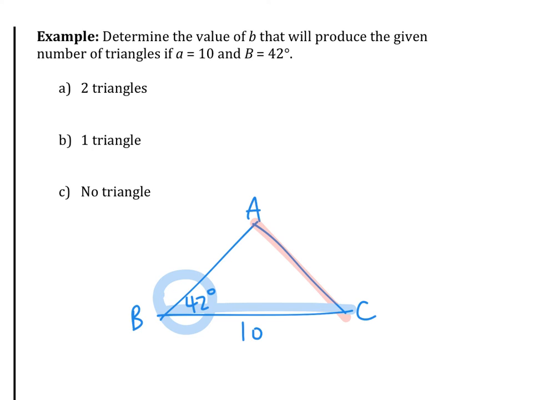Okay, you're going to do it with your partner, but I'm going to give you a hint. The hint is it depends on the altitude. So you're going to have to find the altitude. The altitude is the deciding factor to whether you have one triangle, no triangle, or could you have two triangles. Okay, go ahead and do this. Let me know when you're done.